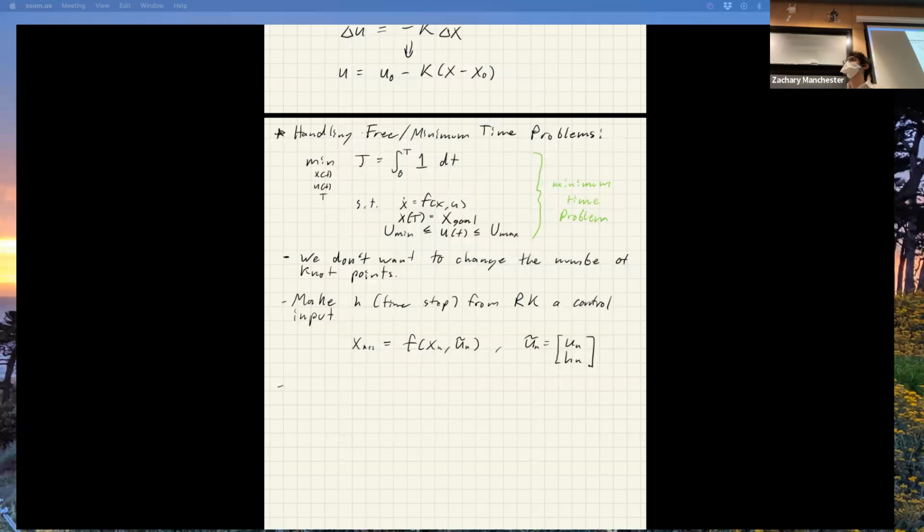There are some caveats. If anyone's really into this, there's actually a convex reformulation of the linear dynamics minimum time problem. Fun fact, we could talk about it offline if you're curious.